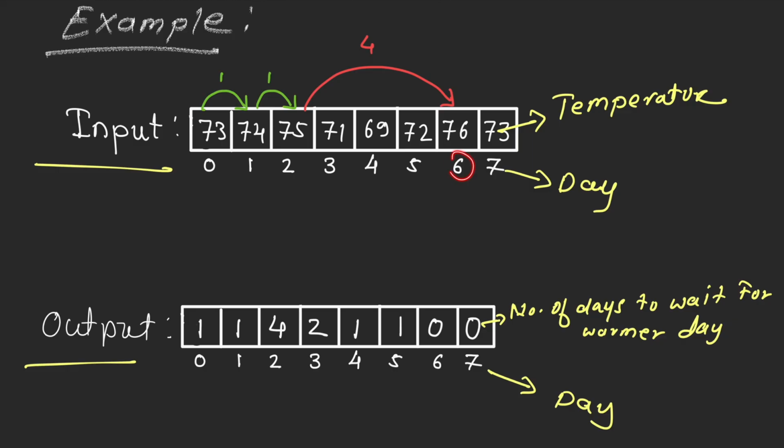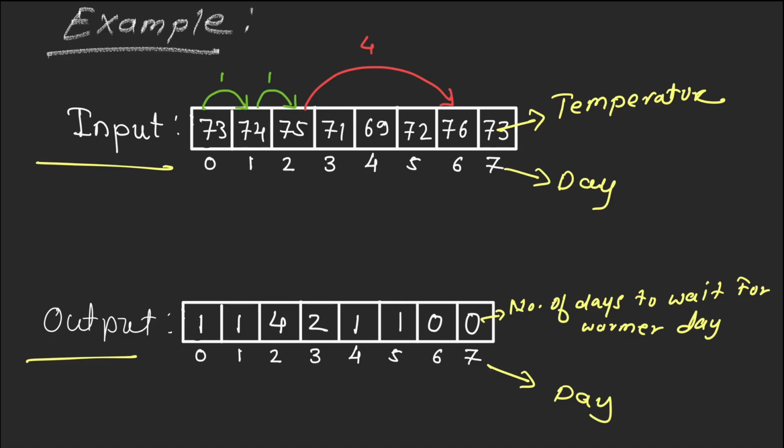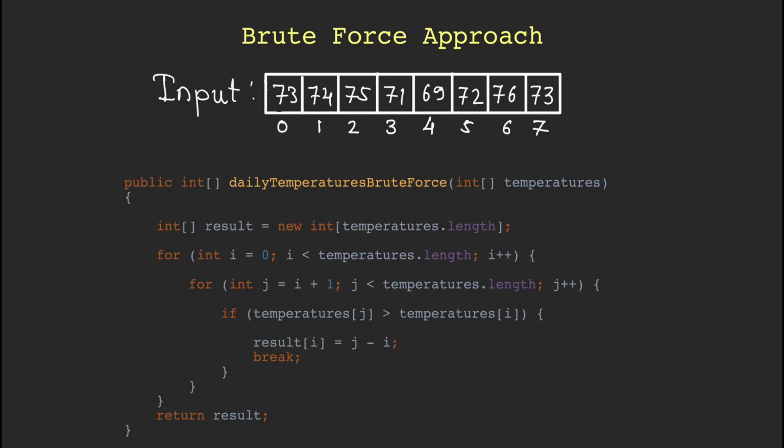For day 6 and 7, there is no further warmer day. So we will simply put 0 in the output array for day 6 and 7. So now we understood the problem statement in detail. This problem is very simple with the brute force approach. Let's quickly dive into the brute force solution.